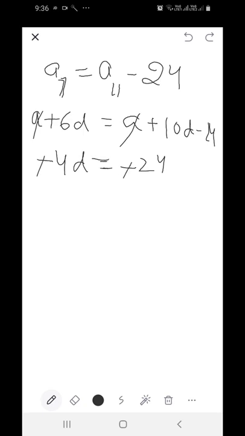Inequality, you can cancel. D is equal to 24 upon 6, 4. 24 upon 4, 6. Now it means the value of common difference is 6. And the first term is being 12. First term is given to you as 12. Now you can find the 20th term.